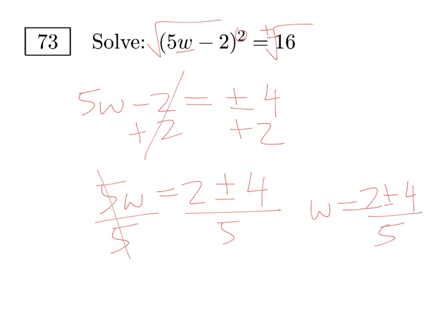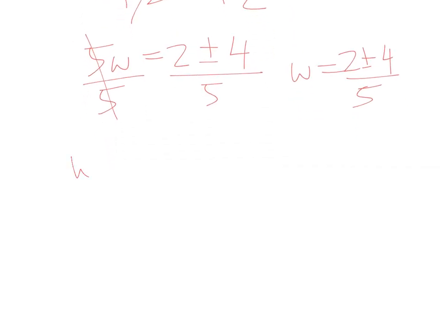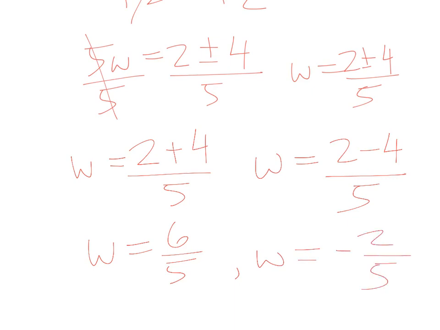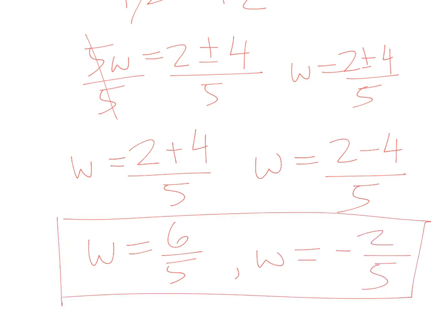Let's work out both of the cases. So I have w is equal to 2 plus 4 over 5. And I have w is equal to 2 minus 4 over 5. So I get w is equal to 6/5. And w is equal to negative 2/5. Done.